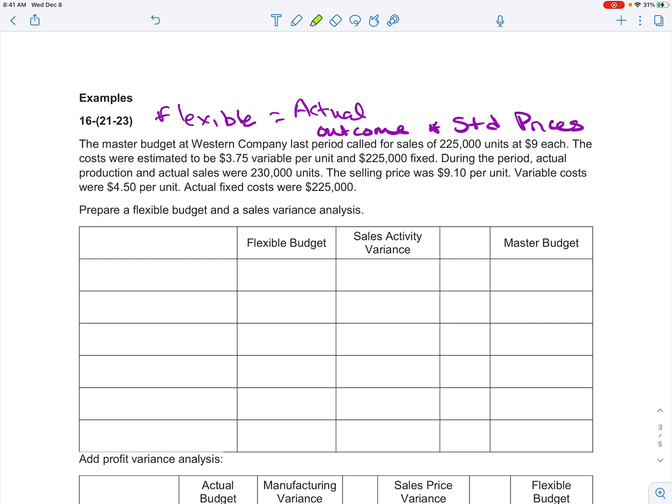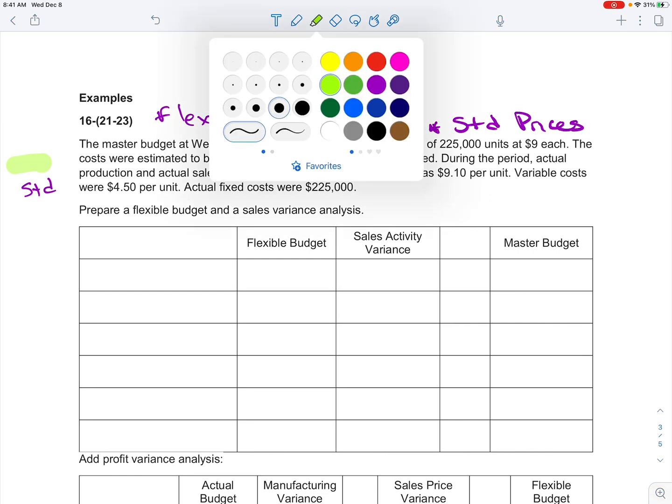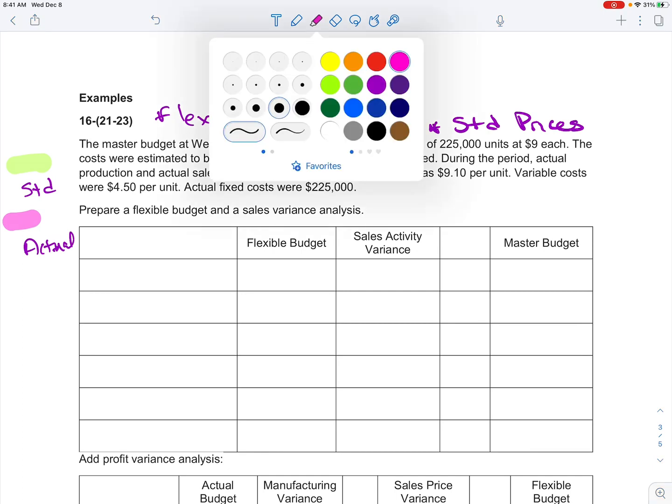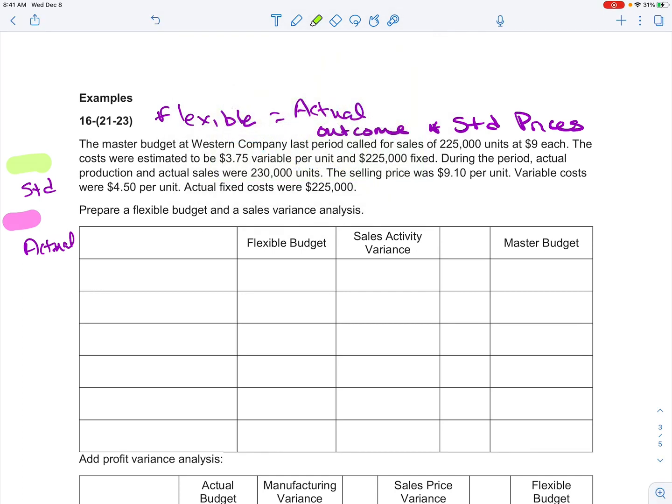So first, I'm going to look for my standard. What I highlight green will be my standard. What I highlight in pink will be my actual, just so I can keep everything separate. It's going to be definitely necessary when problems get longer. So first, let's look for those standard numbers.